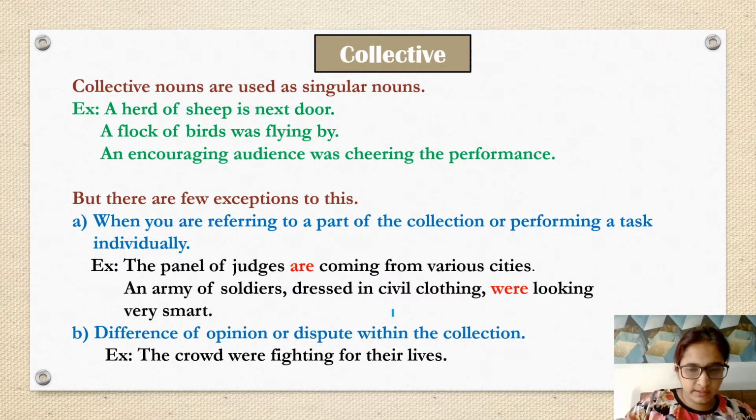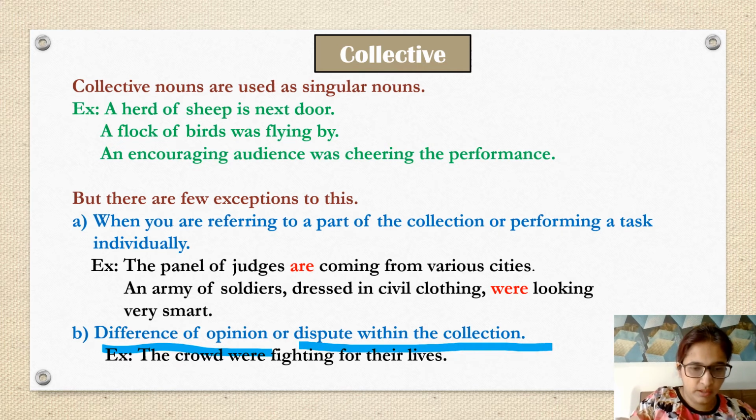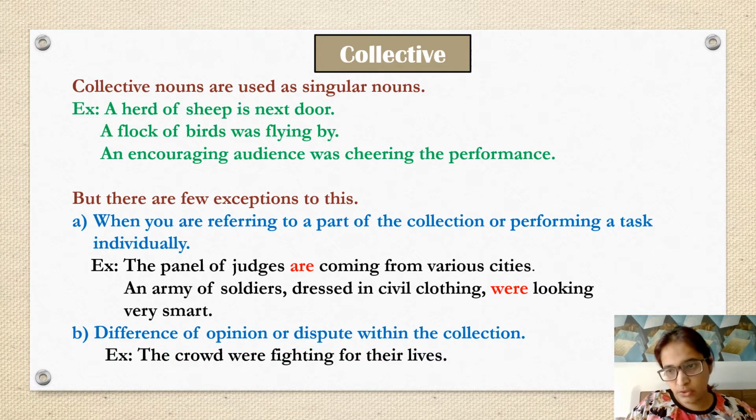So this is one of the cases. Now next, you use the plural form when there is a difference of opinion or dispute within the collection. For example, the crowd were fighting. So there is again a plural form here. The crowd were fighting for their lives. Okay, so these are the two cases in which you use the plural form for collective nouns. Otherwise, you always use the singular form.